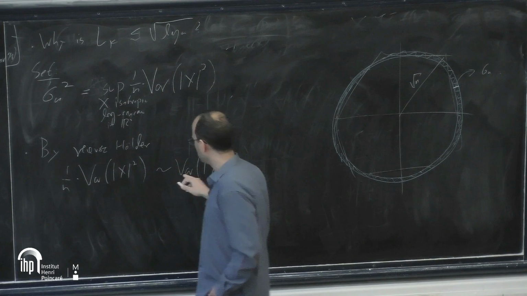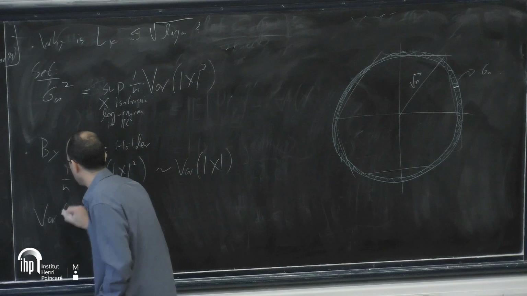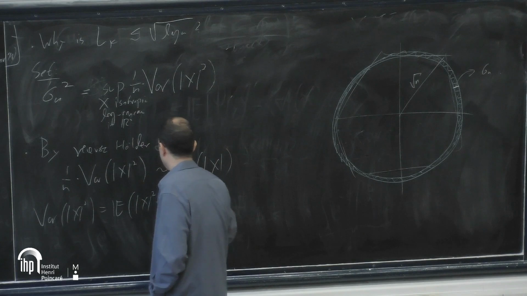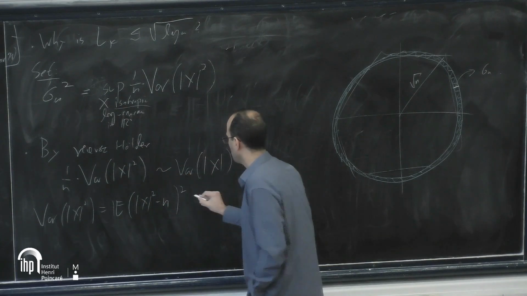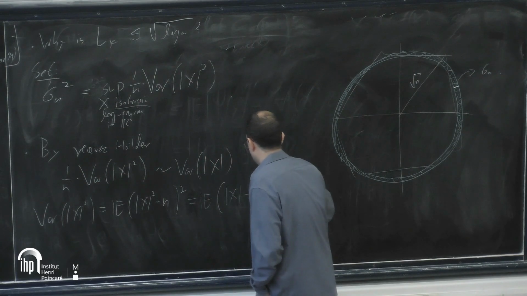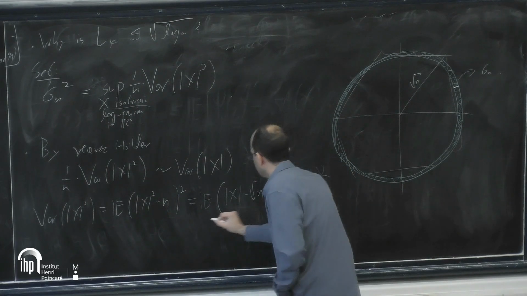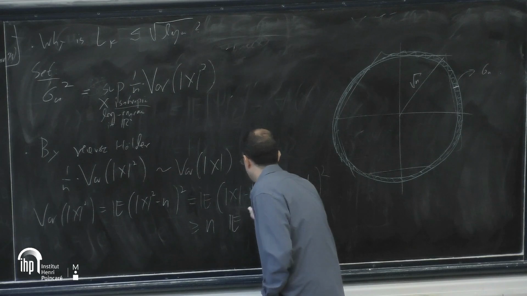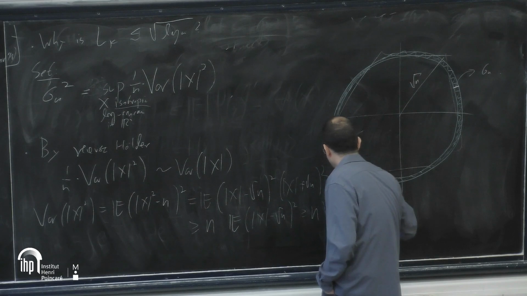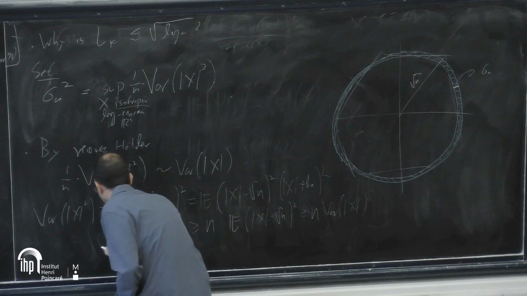Maybe I should explain. Why is this true? This equivalence, let me quickly show. The variance of |X|^2 is the expectation of (|X|^2 minus n) squared, because you are isotropic. This equals (|X| minus root n) times (|X| plus root n), squared, and this is at least n times (|X| minus root n) squared, which is larger than n times the variance of |X|.